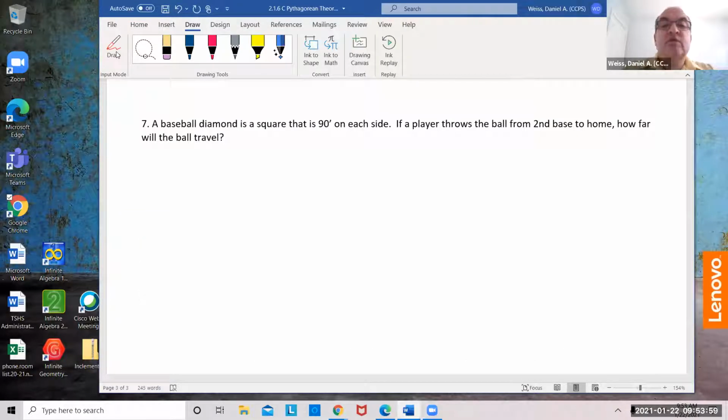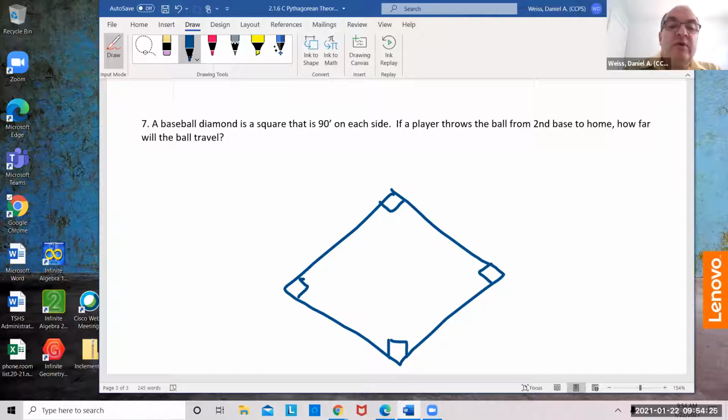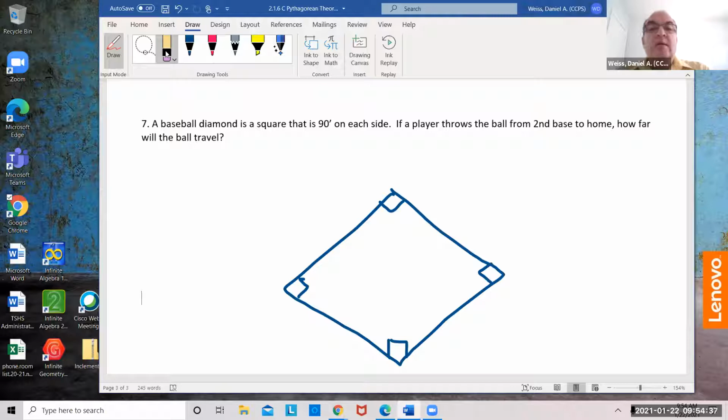A baseball diamond is a square that has 90 feet on a side. Here's what a baseball diamond looks like. Home plate here. First base here. Second base here. Third base here. Now, in general, there's the field that looks like this, but we're not even going to worry about that, so I'm just going to take that away. So a baseball field is 90 on each side.